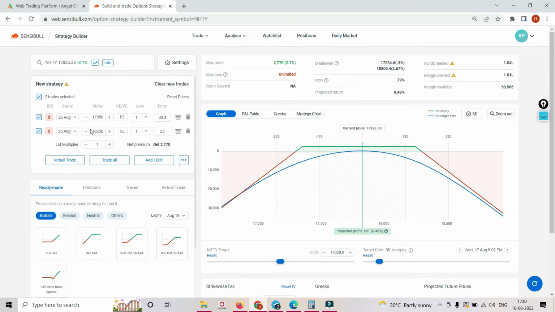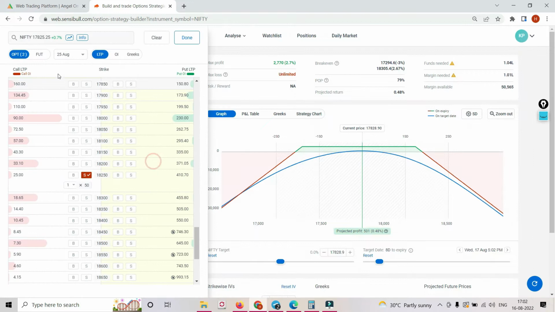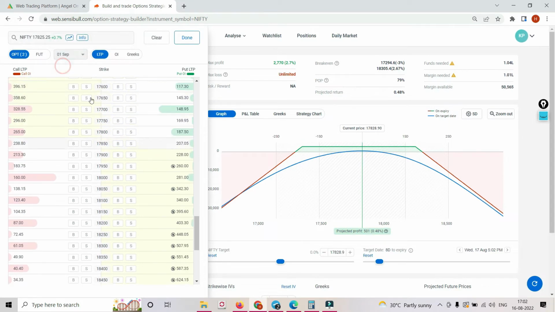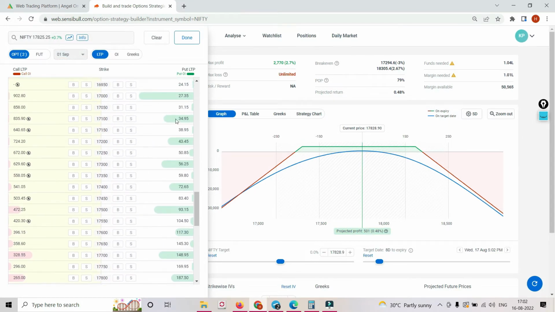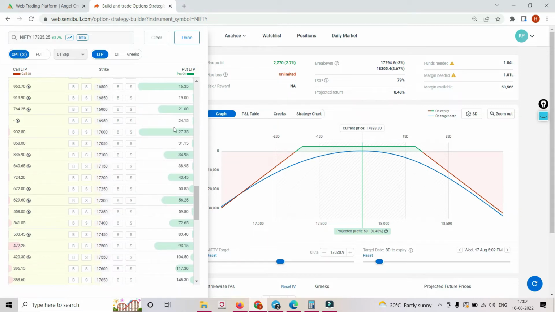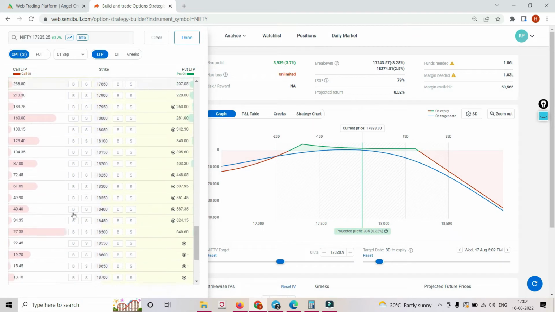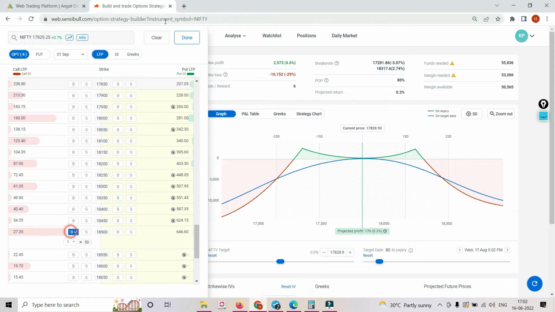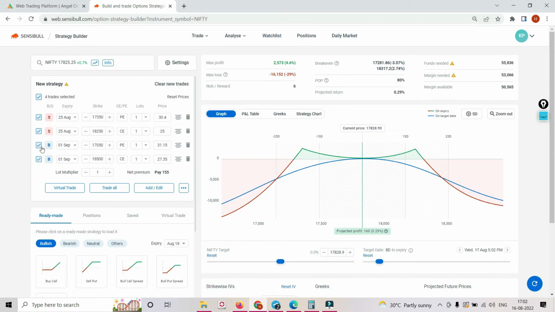Now to convert this to calendar, we have to buy the hedges of next week, that is the following week. Add, go to 1st of September. Okay, so what is diagonal calendar? What is the premium we got? 30 rupees, right? Let me buy at 31 rupees, and also here we sold at 25 rupees, right? So let me buy it for 27. That's it. Stay with me. This is your typical calendar: 2 sold positions of current week and 2 hedges of next week.